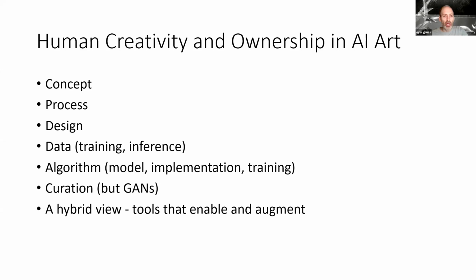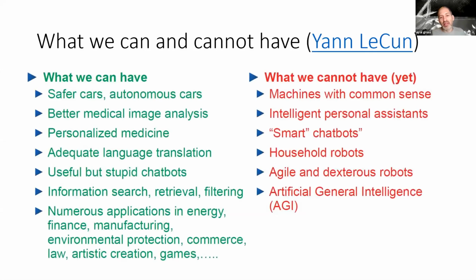Okay, so this is a slide that I took from Yann LeCun, trying to summarize what we have and what we don't have. What we don't have is maybe more interesting for us. And he emphasizes that we are missing machines with common sense, intelligent personal assistants, smart chatbots, household robots, and something called artificial general intelligence, which I do not exactly know what it means, but this is maybe another conversation.